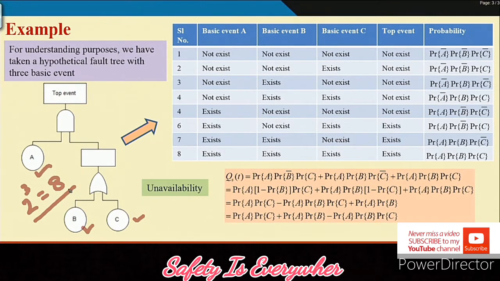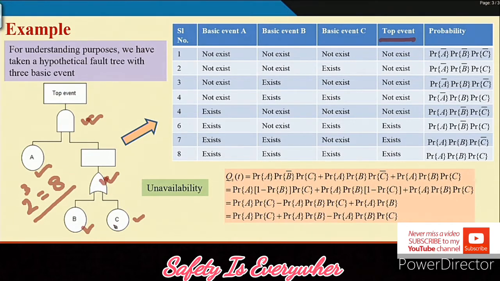Now, because you know the system configuration and the OR gate combinations, finally you will find some combinations where the top event exists, and in some combinations the top event will not exist. For example, this is an AND gate, so A must occur, plus because this is an OR gate, either B or C or both B and C must occur, so that the top event will occur. So that is what is seen here.